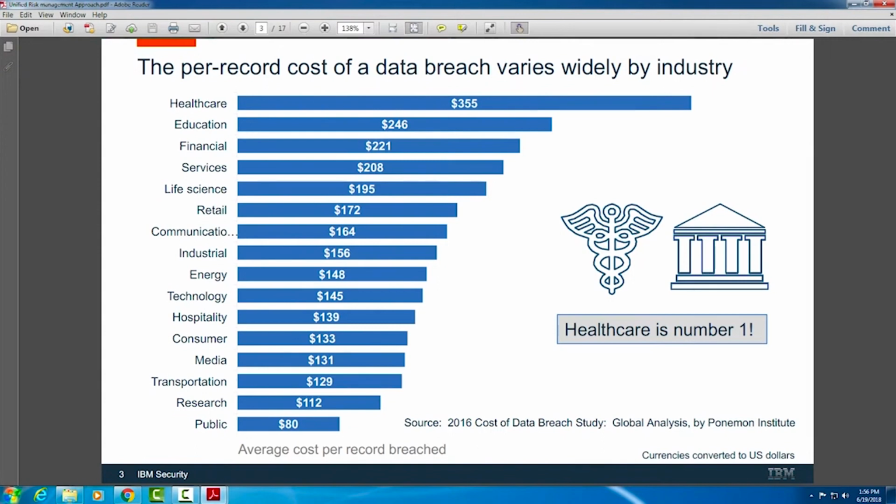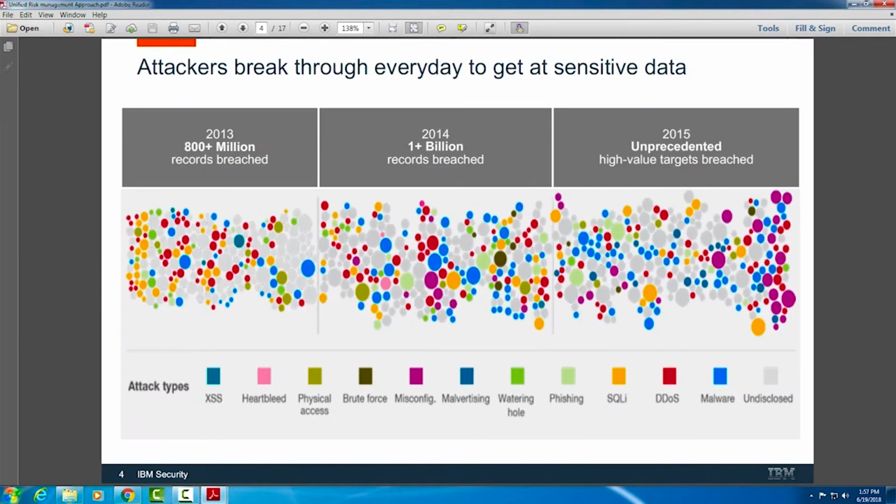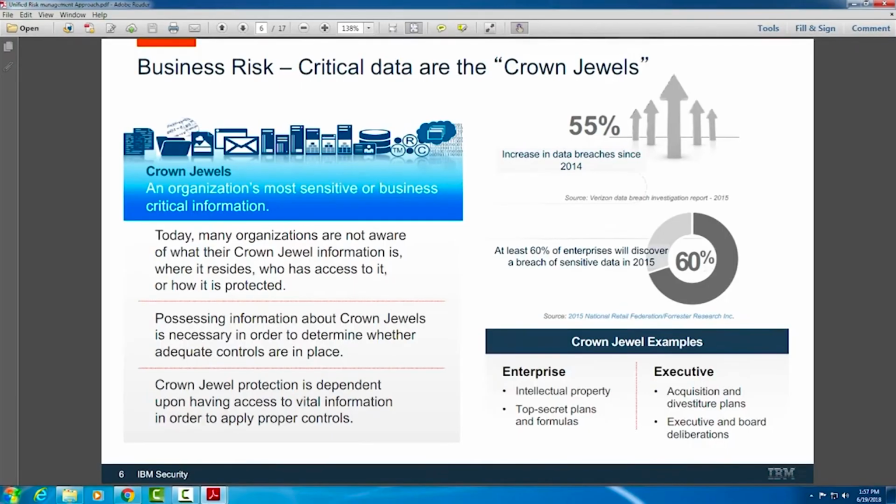Healthcare, education. Our product mainly focuses on healthcare and financial, and we have seen from almost all the people who have talked that we were mainly targeting the attackers who break through every day to get at the sensitive data. There are a lot of attack types. Even Sulakshan, when he was talking, was telling a few attack types. So mainly I will go directly to crown jewels.